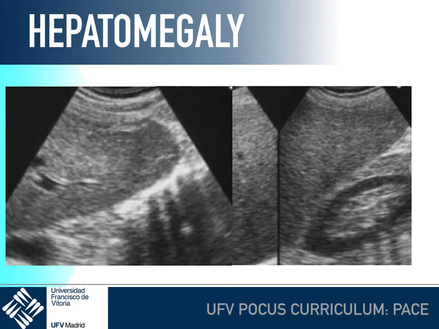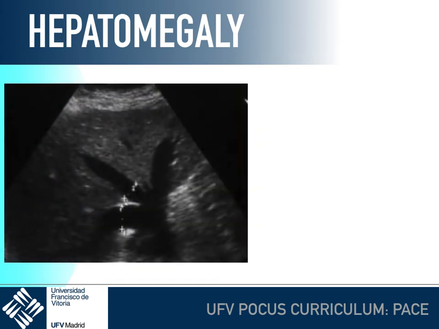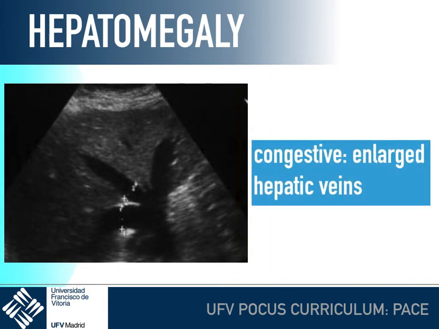There's another cause of hepatomegaly, which is congestive, in which we are assessing a normal or near-normal liver, but a lot of congestion in terms of the hepatic veins. The hepatic veins are really enlarged.